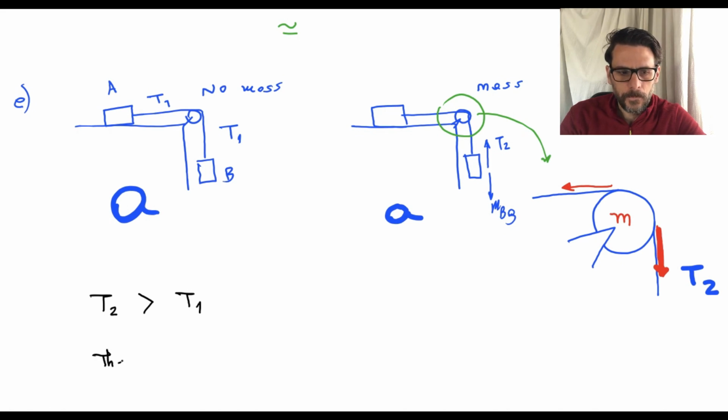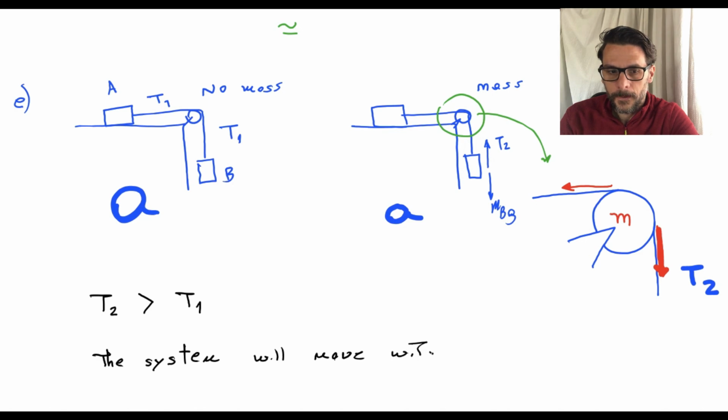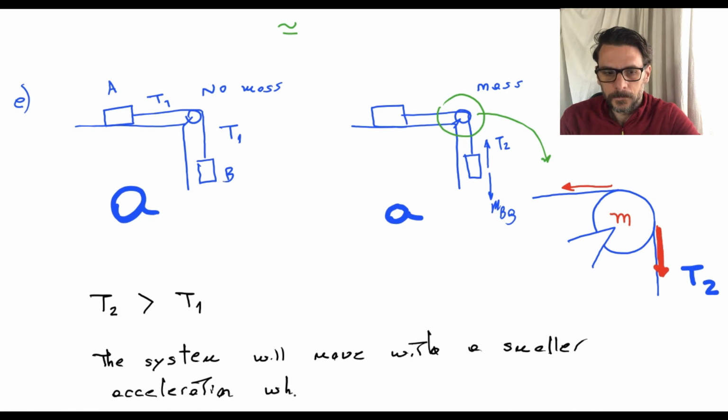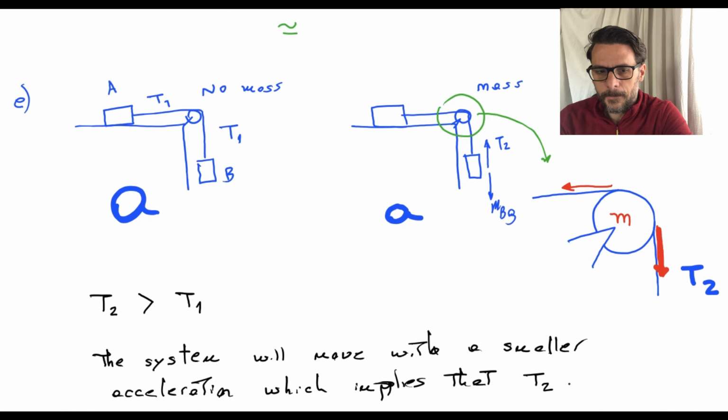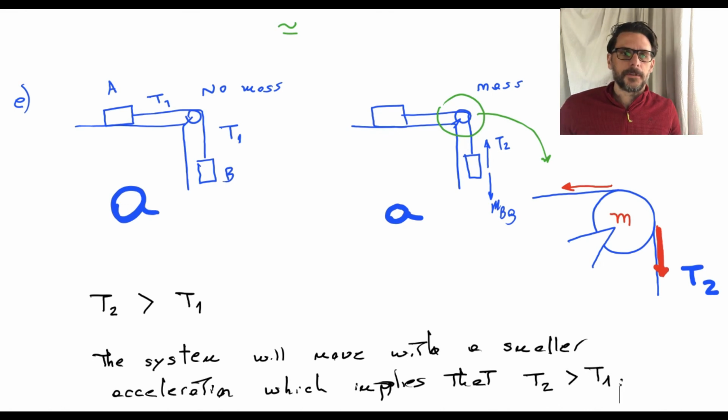The system will move with a smaller acceleration, which implies that T2 is bigger than T1. That's it. End of the problem.